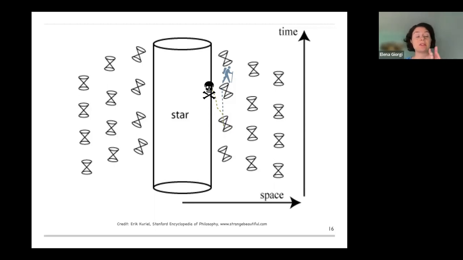And we will see soon that this safe alternative of getting away from the star is not there in the case of black holes, in fact. But before going to black holes, this is the kind of intuition about the space-time of a star according to general relativity. But what is the actual mathematics behind this geometrical picture?